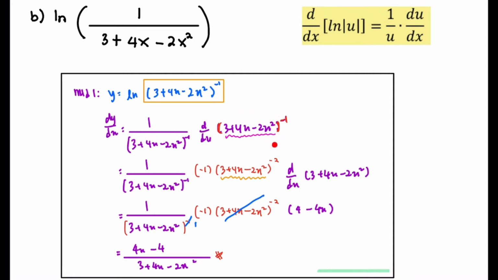So when you want to further differentiate this, it is again chain rule. So again, let's do this. Bring down the power, reduced by 1, further differentiate the inside function. So further differentiating this is just 4 minus 4x. So let's further simplify. You can cancel out this function with this function here. You are left with power of 1 in your denominator. Therefore, the final answer is just (4x minus 4) over (3 plus 4x minus 2x squared). So that is the first method without using any properties.